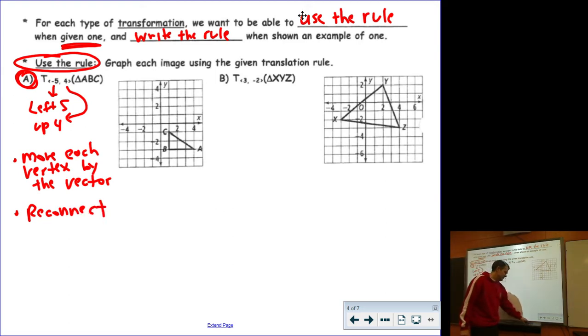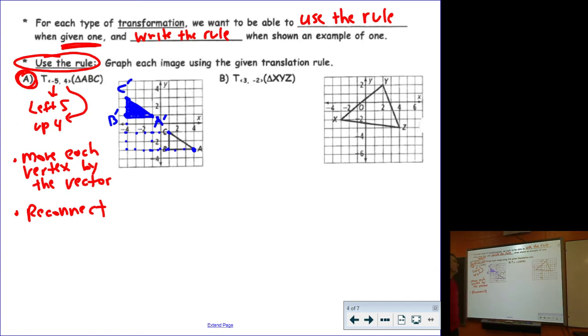So I'm going to take the letter C here, and I'm going to go left 5, 1, 2, 3, 4, 5, up 4, 1, 2, 3, 4. Here would be my C prime. I'll do the same thing with B. I'll go left, I'm sorry, left 5, up 4, 1, 2, 3, 4. That takes me here, and I would name that B prime. And I take the other corner, or vertex A, and go left 5, up 4. There's A prime. I would reconnect them.